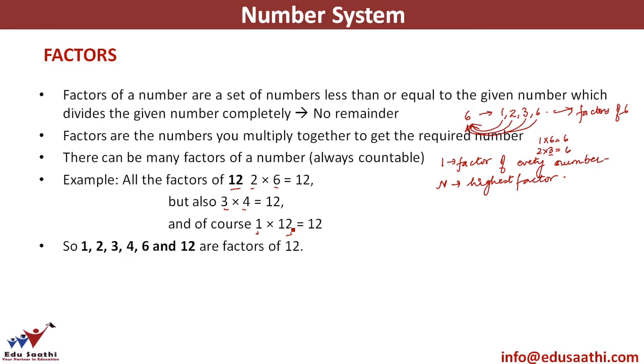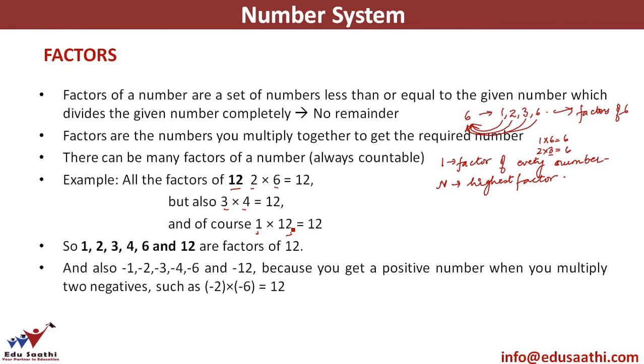So we have already counted the factors of 12. Also, minus 1, minus 2, minus 3, minus 4, minus 6, minus 12 are also factors of 12 because when you multiply two such negatives, you get 12. So minus 1 into minus 12, minus 2 into minus 6, minus 3 into minus 4 would also give you 12. But generally, we take the factors as positive. We consider factors as a set of natural numbers. However, this can also be done.